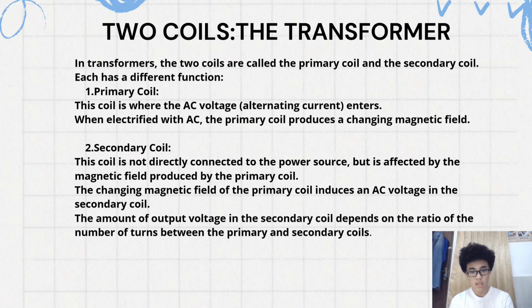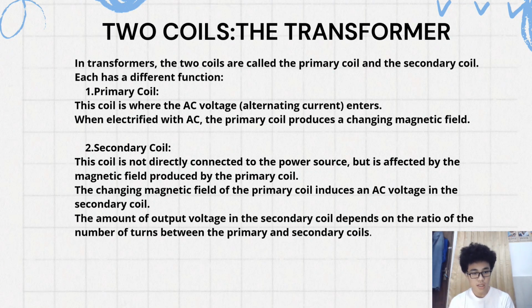Two coils, the transformer. In a transformer, the two coils are called the primary coil and the secondary coil. Each has a different function. Primary coil: this is the coil where the AC voltage enters when energized with AC. The primary coil produces a changing magnetic field.